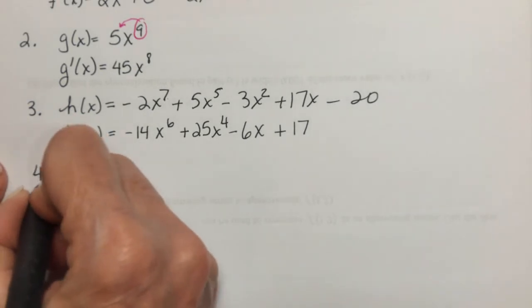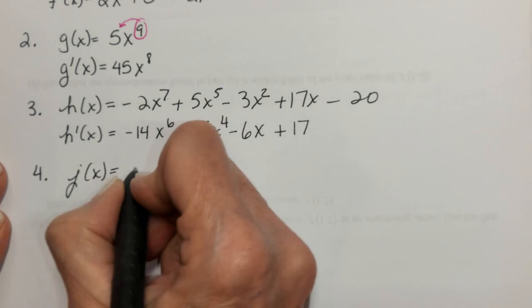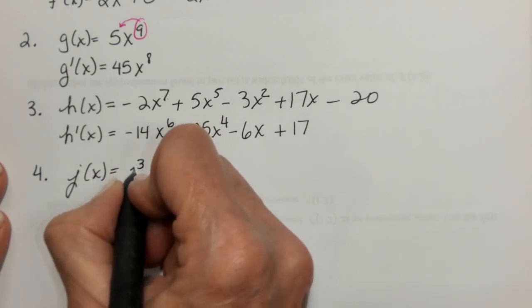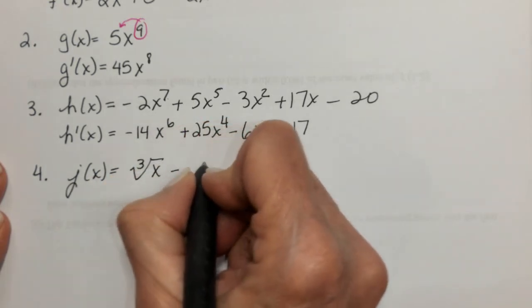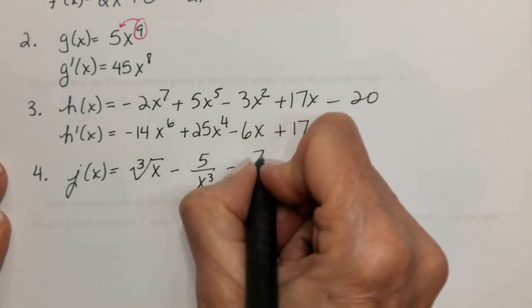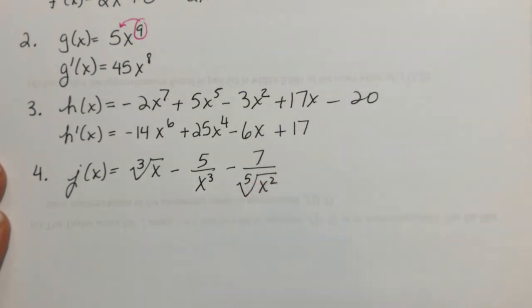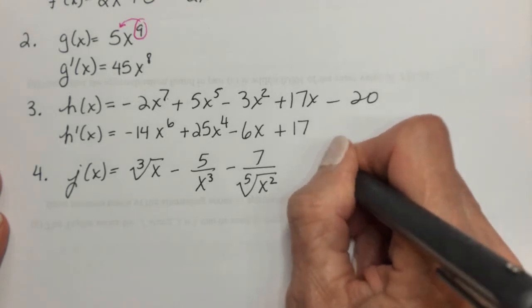Okay? Another one. Let's call this one j of x. J of x is equal to the cube root of x minus 5 over x cubed minus 7 over the 5th root of x squared. Find j prime of x.